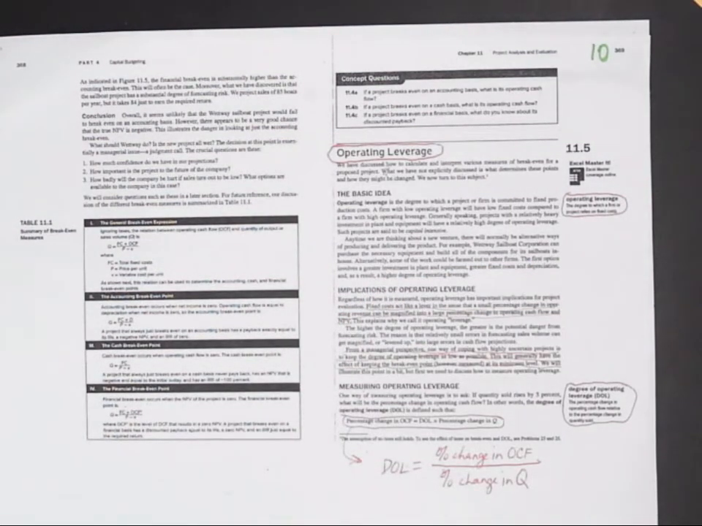Now let's get into operating leverage. So operating leverage is the degree to which a firm or project relies on fixed costs. Really, you're talking about the interaction of fixed costs and variable costs. In general, then, a high fixed cost with low variable cost would be high leverage. Low fixed cost with high variable costs would be low operating leverage.